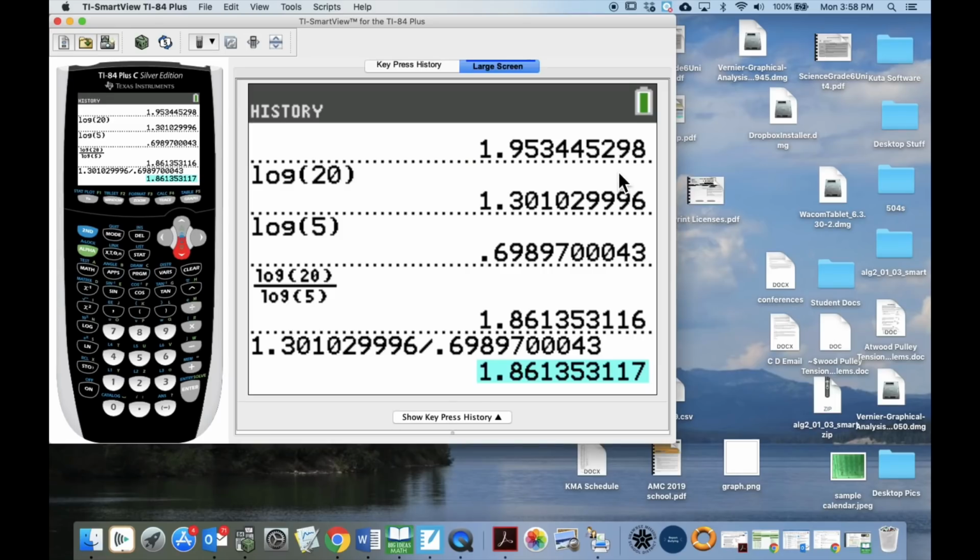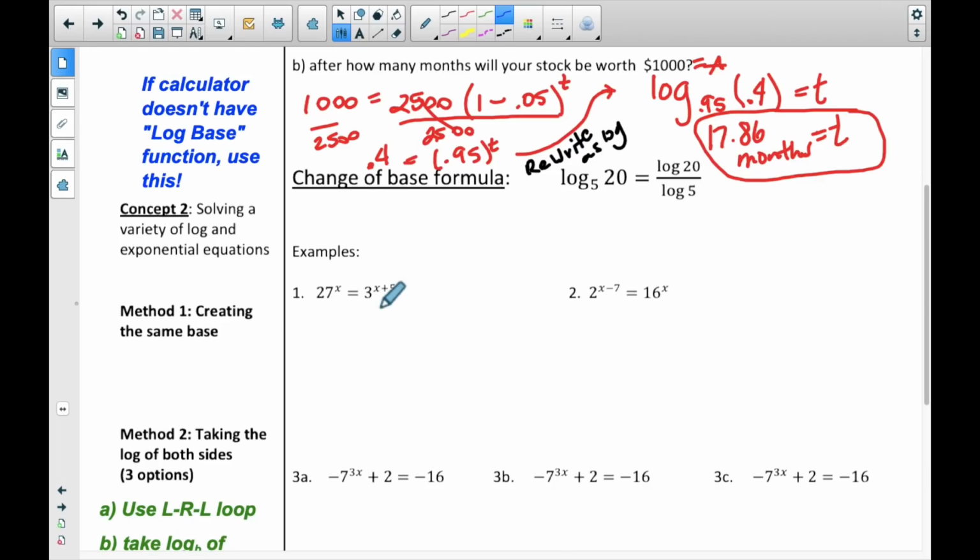So here I have it on my calculator. I've got the log of 20, the log of 5, and I divide those. Or I can take the log of 20 divided by the log of 5, and I get this. And you would get the same answer if you put in log base 5 of 20. So this change of base formula is actually quite helpful. That change of base will give us approximately 1.861. It's approximate because it was a decimal and I rounded, but that is what it will do. But you can use that if you don't have that button.